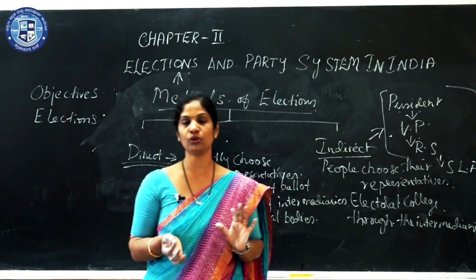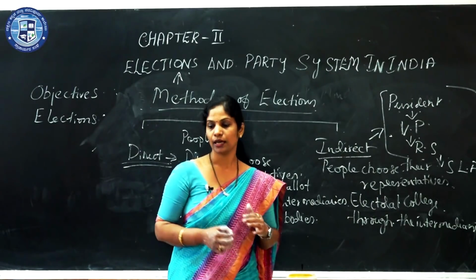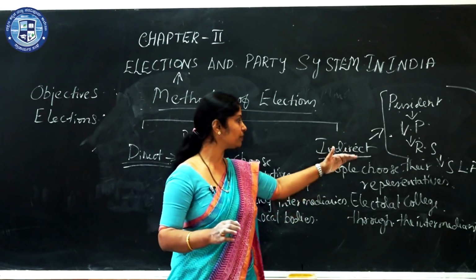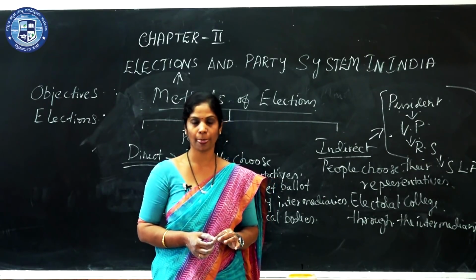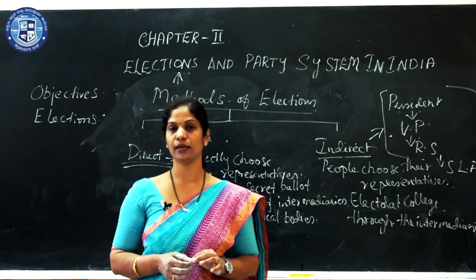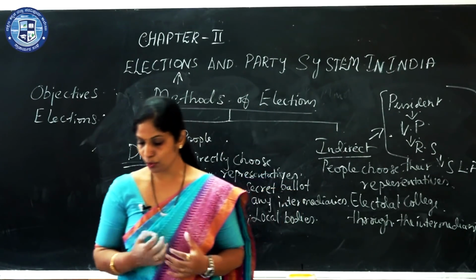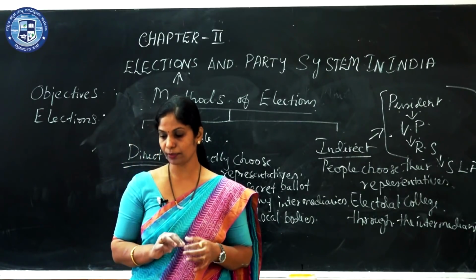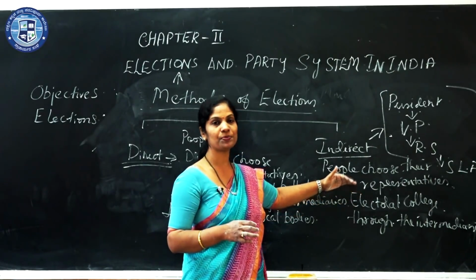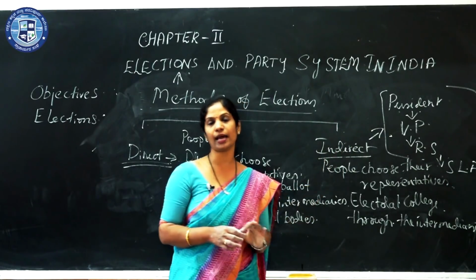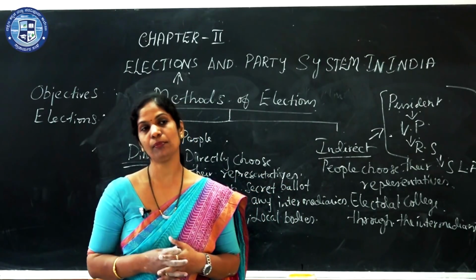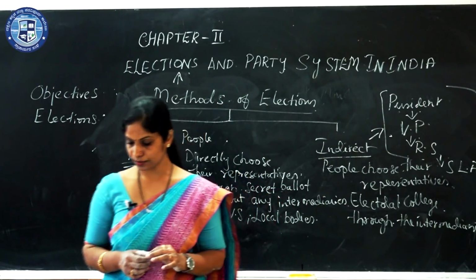Another feature of the indirect method of election is that peaceful voting is possible. Since the people are not directly involved in the affairs of the government, peaceful voting is possible here under the indirect method of elections. So no illegal activities take place, and bribing or corruption is less possible under the indirect method. That is why we say the peaceful method of voting is possible here.